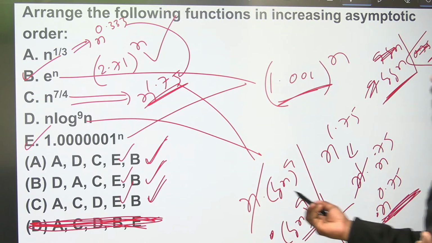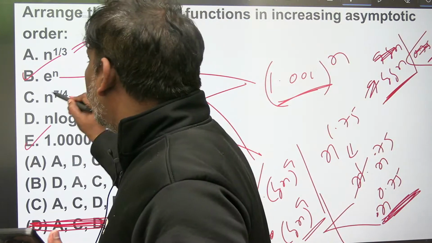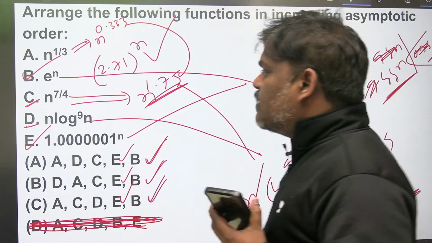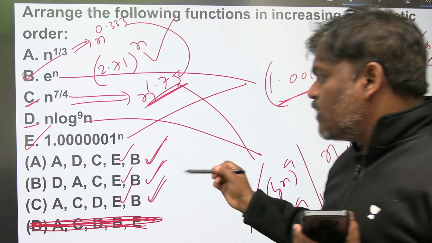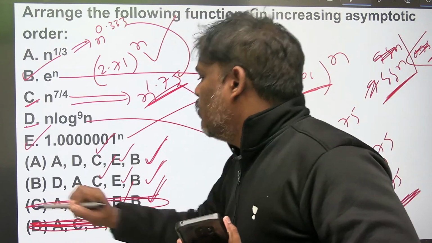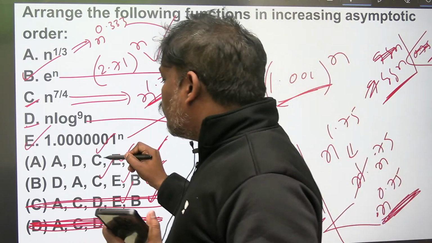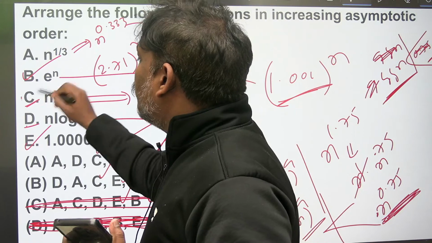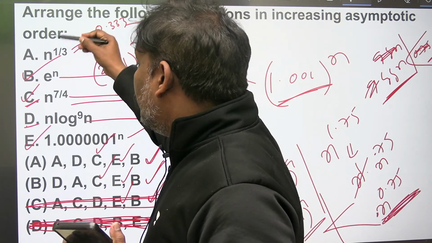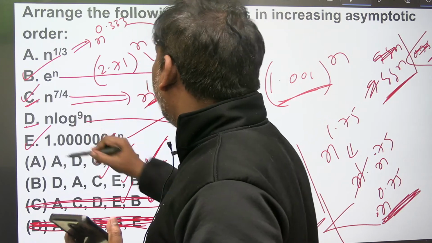So between option C and option D, I think C is bigger. So the next one should be C, that is fine. C is also completed. Now the fighters are going to be A and D.